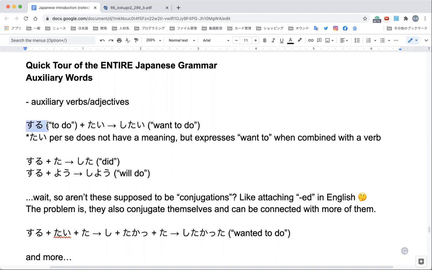So here's an example. Suru, this means to do, and this is tai, an auxiliary adjective. And when these are connected, it becomes shitai, and it means to want to do. And this one, tai, per se does not have a meaning, but when combined with verbs like this, it can express this meaning of wanting to.